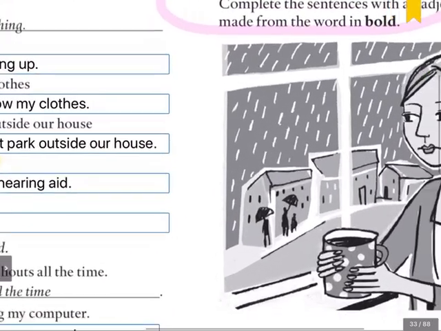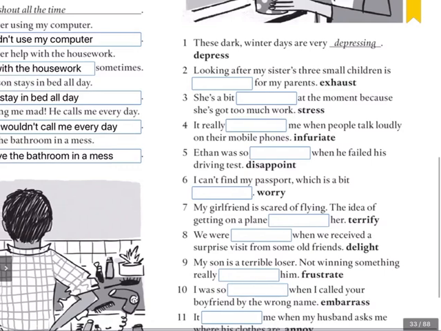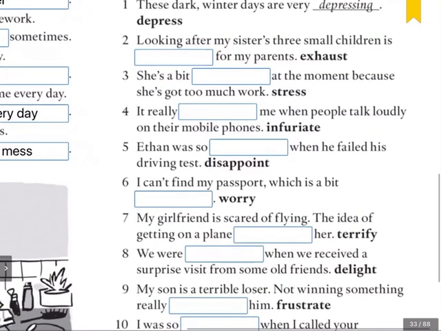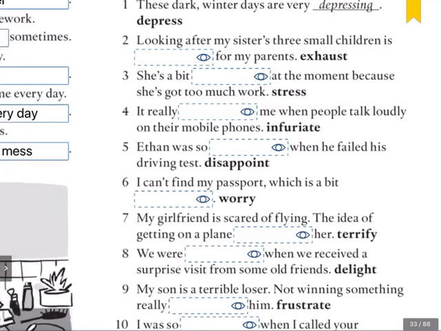Now let's see. Now it says complete the sentences with an adjective or a verb made from the word in bold. Now let's have a look at the example. These dark winter days are very depressing. No? Okay, now let's have a look at number 2. Now it says, looking after my sister's 3 small children is blank for my parents. Now we need to use the correct form of exhaust. Take a moment, let me know what you think. Have you got an answer? Exhausting, you know? So looking after my sister's 3 small children is exhausting for my parents.